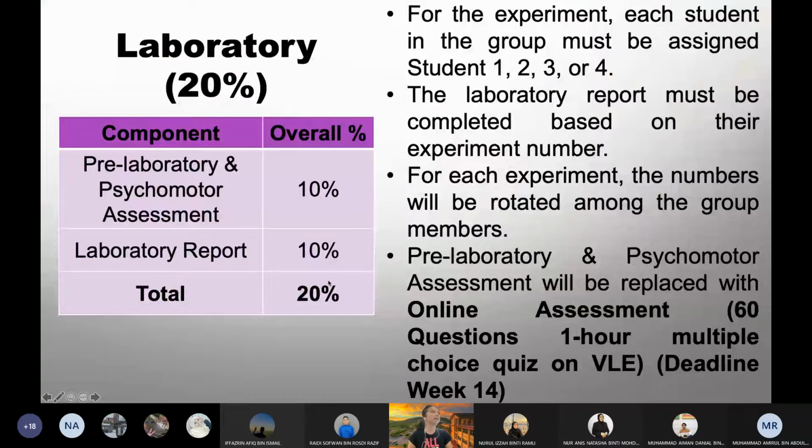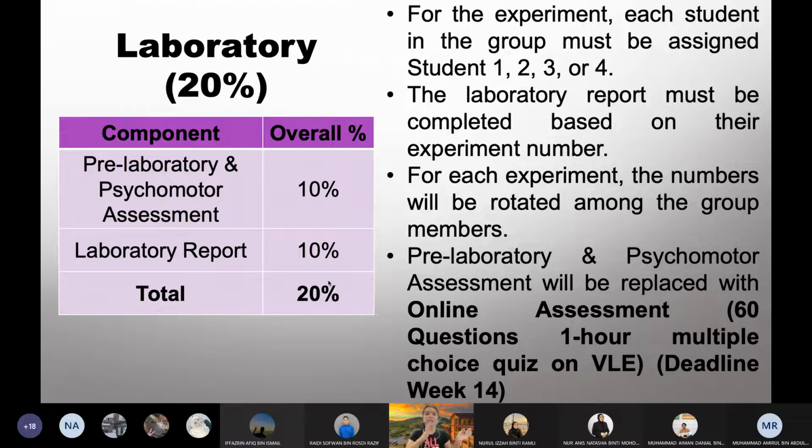Lab assessment. Previously, if you remember, we had the lab report, the pre-lab, and the psychomotor assessment. I feel sorry for you, I gave too much, because you also have the mini project, which is already difficult. So for the lab now, the laboratory report is still as usual, and I will explain later. You have 4 lab reports. The pre-lab and psychomotor I have combined into one online quiz.